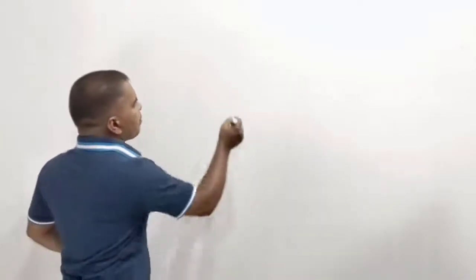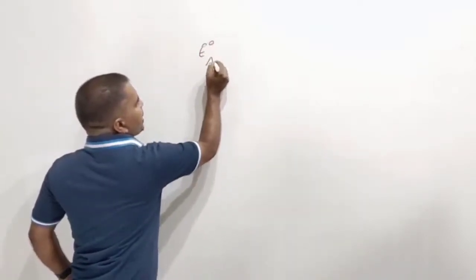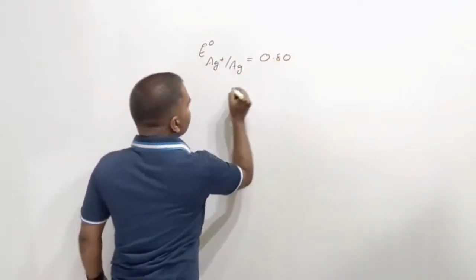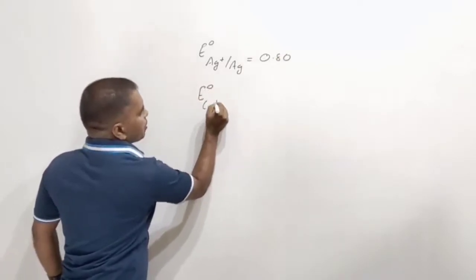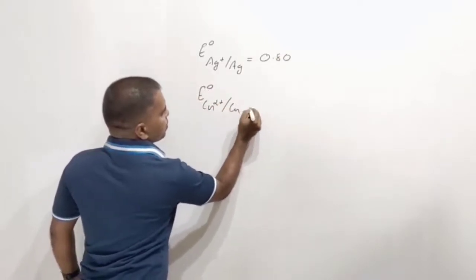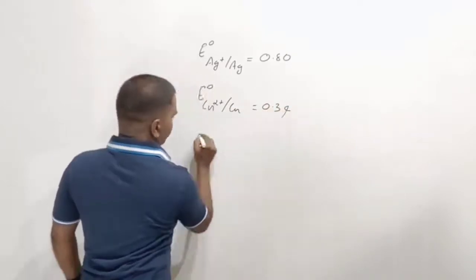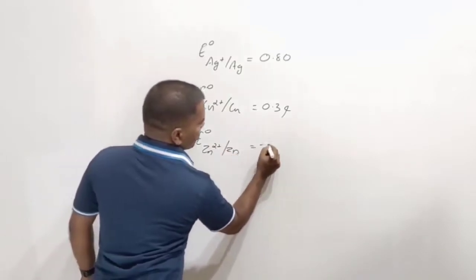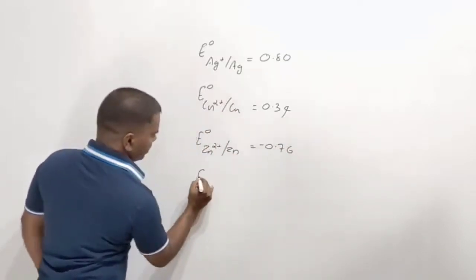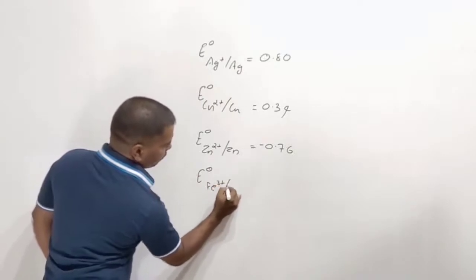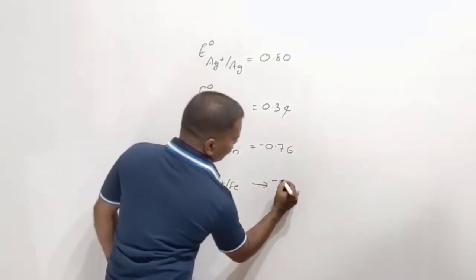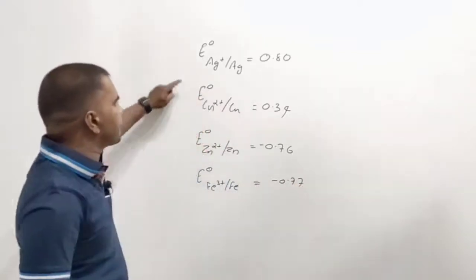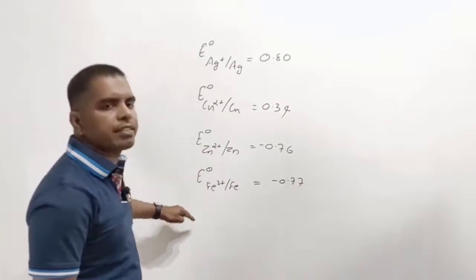Okay. Reduction potentials for metals. E0 of Ag plus to Ag, the standard reduction potential, is 0.80. E0 of Cu2 plus to Cu is 0.34. E0 of Zn2 plus to Zn is minus 0.76, and E0 of Fe3 plus to Fe is minus 0.77. The standard reduction potential values of four metals are given.